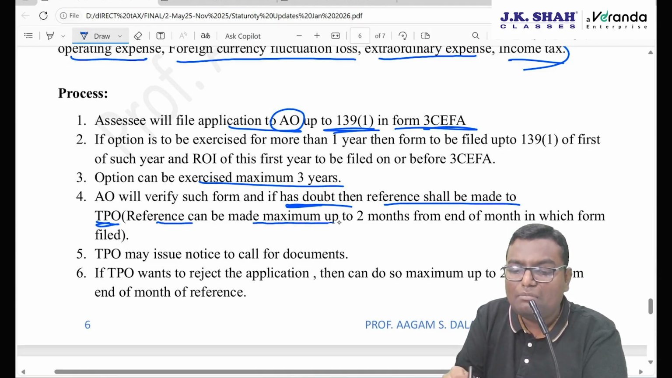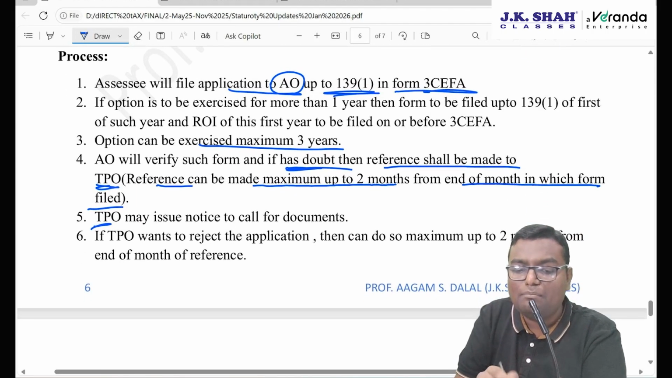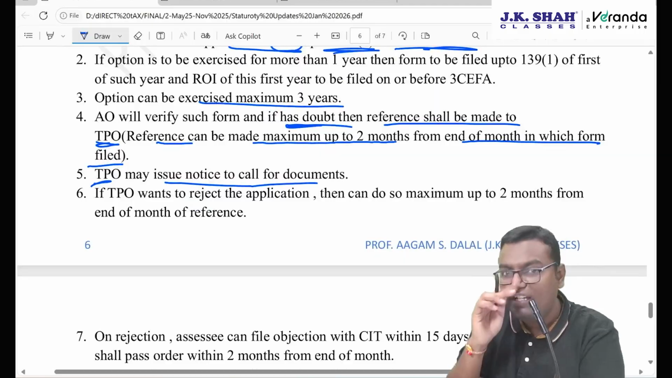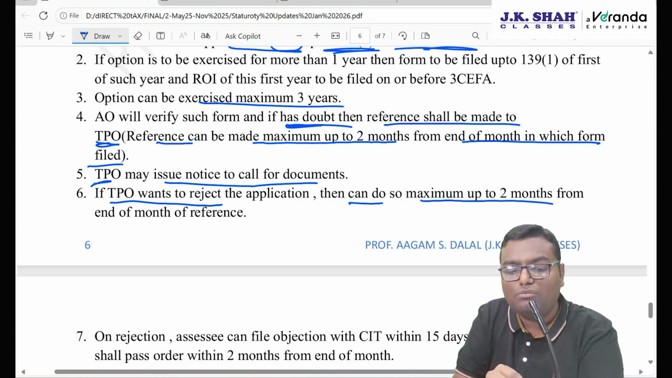Reference can be made maximum up to 2 months from the end of the month in which the form is filed. Now, the transfer pricing officer may issue a notice to call for the documents to verify whether the transaction is genuine or not. If the TPO wants to reject, it can do so maximum within 2 months from the end of the month in which the reference is made by the AO.